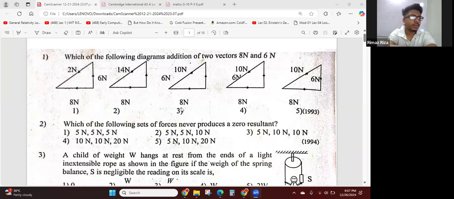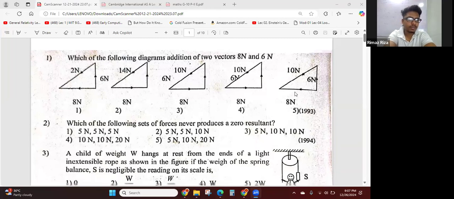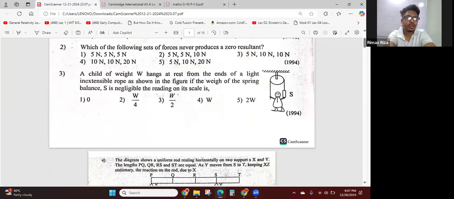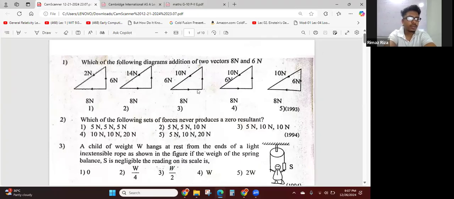Okay, so the answer here: this one is 8 Newton and this is 6 Newton, and the resultant, this is 10 Newton. I think there are some typing errors. I think this is scanned from a past paper, and past papers most of the time have some typing mistakes. I hope you are okay. So here this is 8 Newton and this is 6 Newton, so the resultant is 10 Newton, pointing upward. Okay, so the answer is the third one.